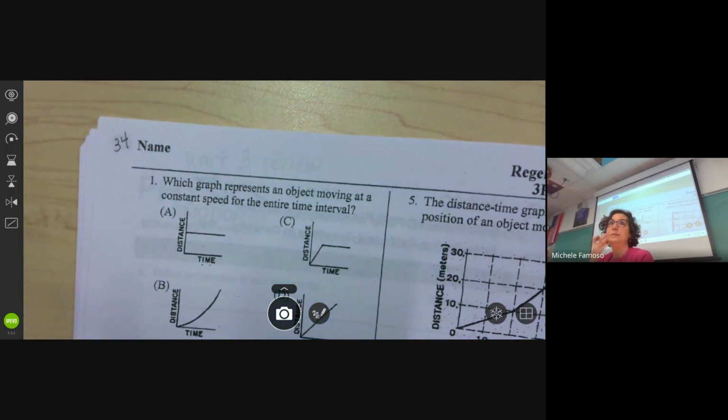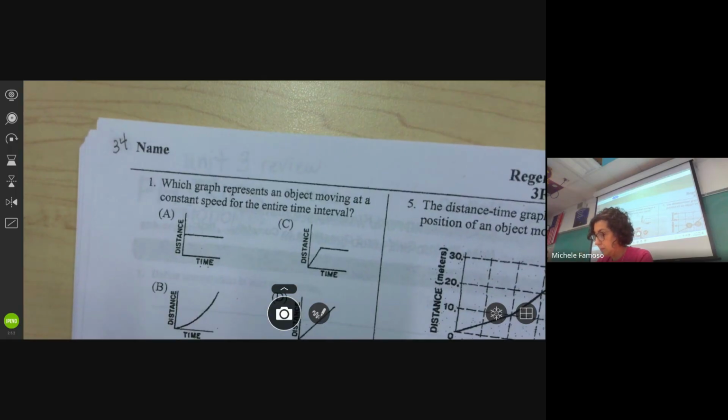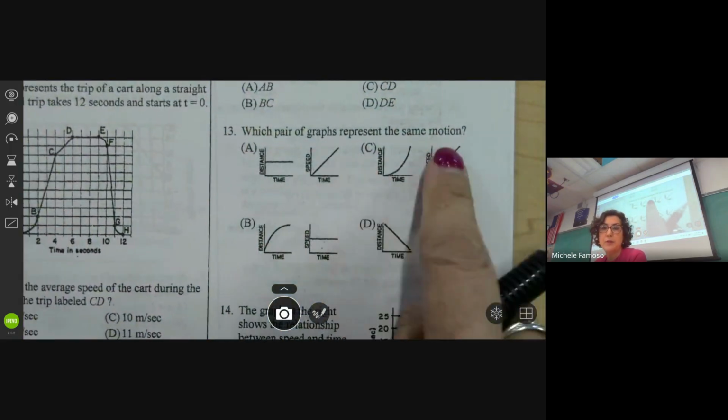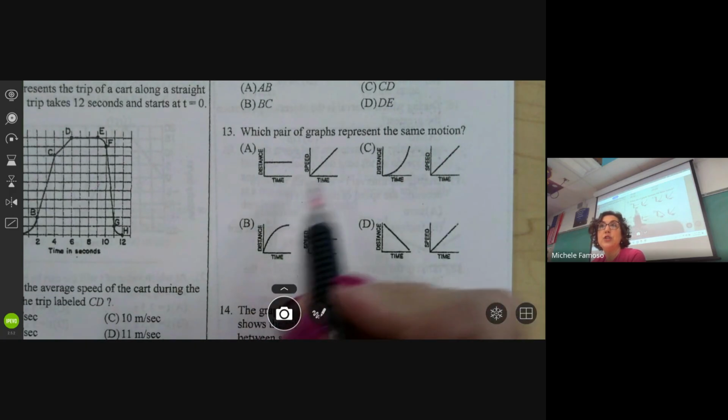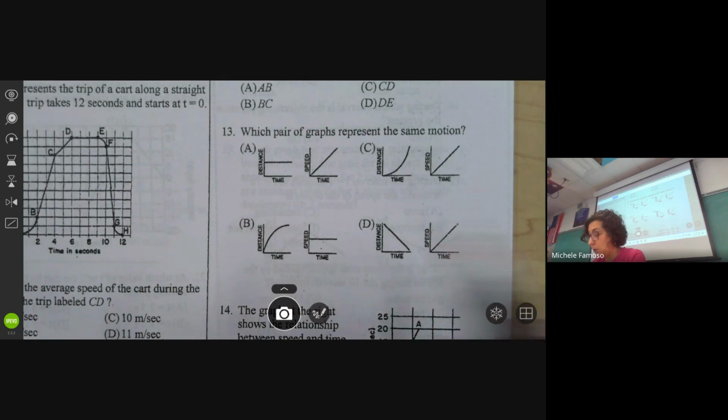Anything you want to go over? Eric. All right, so which pair of graphs represent the same thing? This one here? All right. So let's go through each one. This is just patterns. You should be able to tell me what's happening.